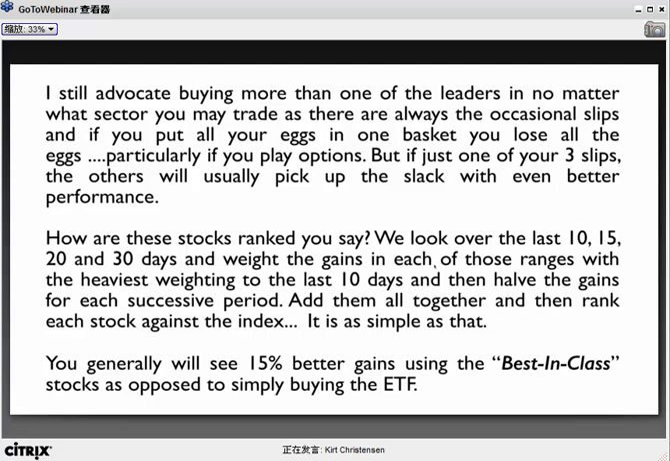The nice thing is you'll generally see about 15% better gains by using these best-in-class stocks as opposed to simply buying the ETF, because you're separating the wheat from the chaff. So, for example, say the tech market is hot and it's driving up the Qs, and that pushes that entire sector into bullish territory and generates a signal. Well, of course, there are going to be some major stocks that are the reasons behind that drive.